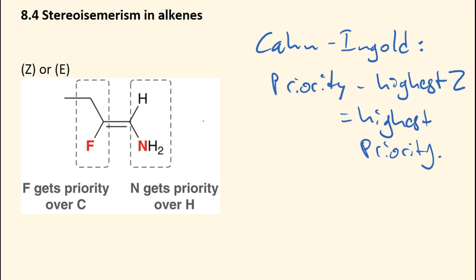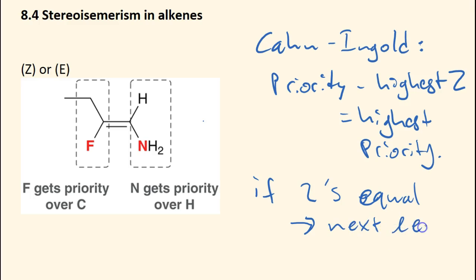In the case where you have 2 carbons to differentiate between, then go to the next level. So in other words, if you have 2 groups with the same Z values, if the atomic numbers are equal, then go to the next layer. That is, whatever each one of those things is bonded to.